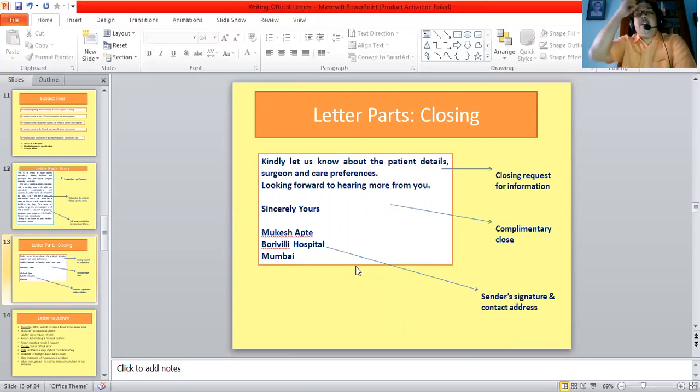So there's a closing request about more details about the patient. Obviously, the medical history will be required, and also the kind of surgeon and post-operative care that the patient and family is interested in. And then there's a complimentary clause, and the sender's signature and contact details are given. In addition to the address, the phone number can also be given.